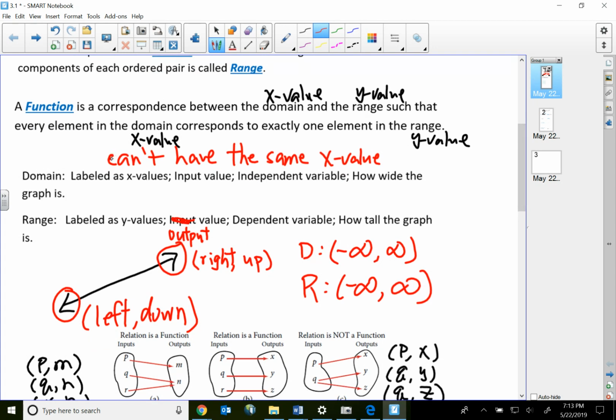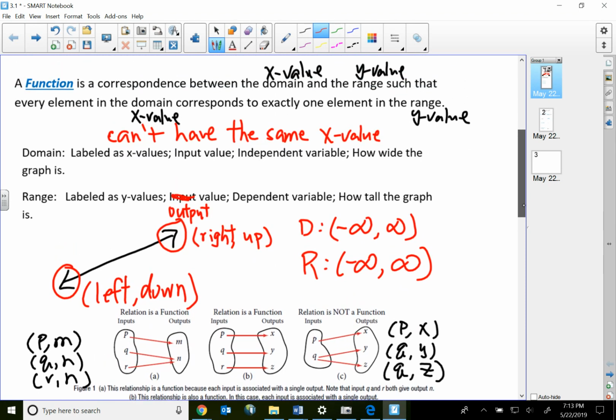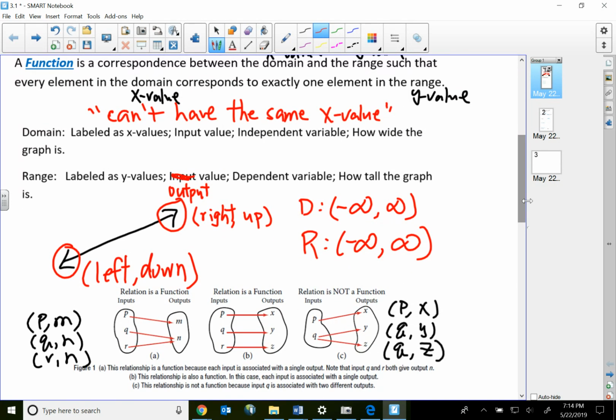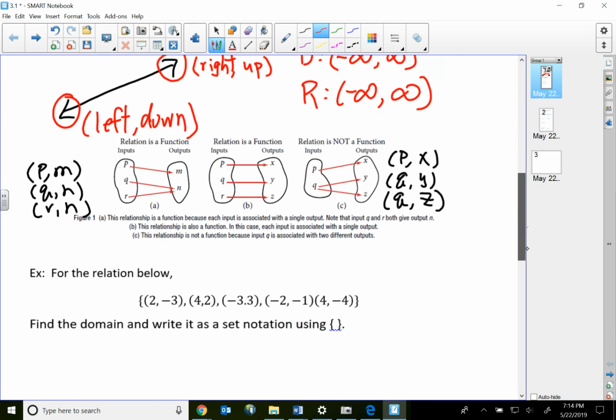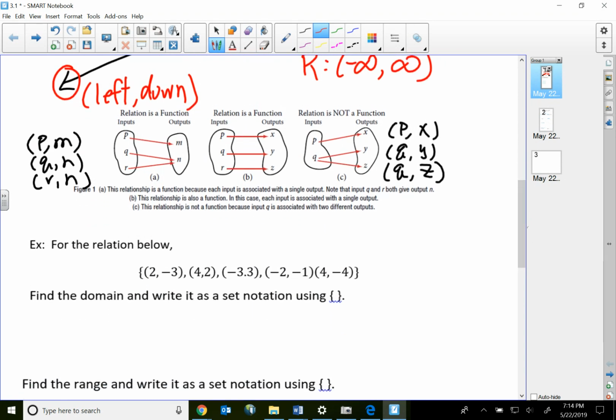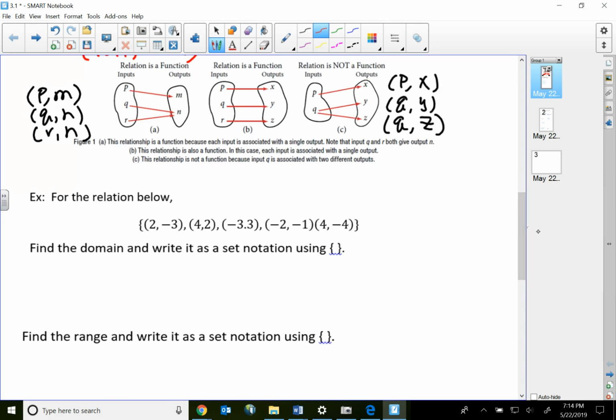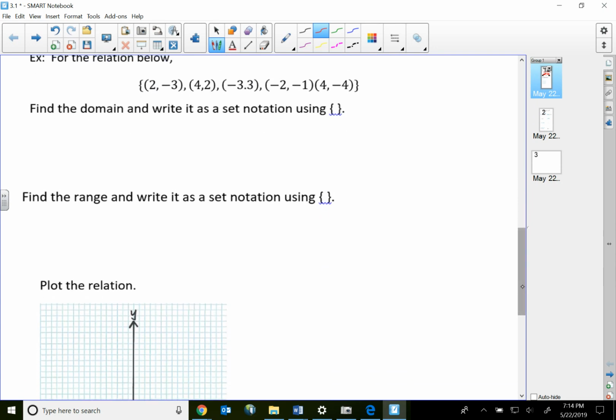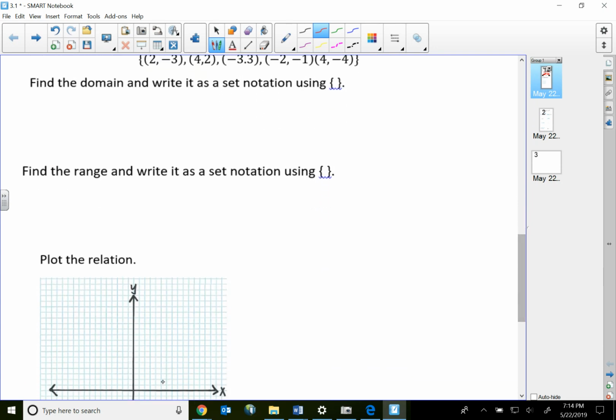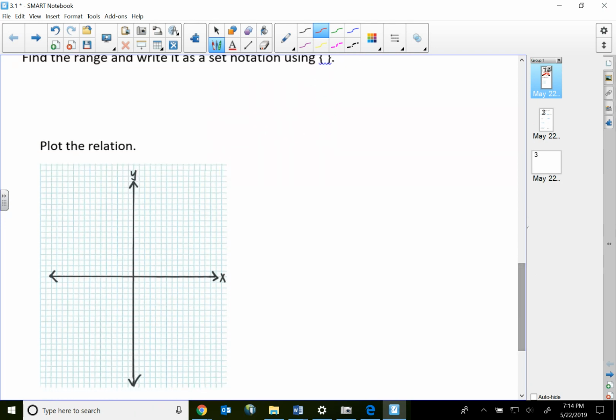I hope that makes sense. So let's give this a try. This is very important: you can't have the same x value. That's the first thing we check for a relation, to see if I have the same x value. So here is a relation: 1, 2, 3, 4, 5 ordered pairs together written in set notation. This is a relation. Domain. Tell you what, I'm going to plot this real quick. 2, -3: to the right 2, down 3. I'm going to make this a little bit bigger.